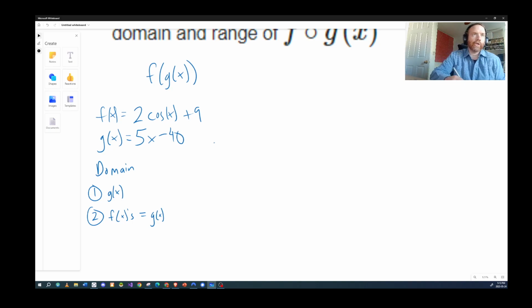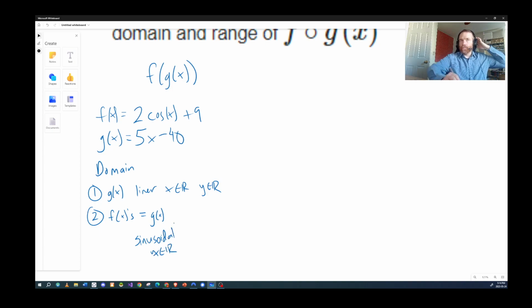Okay, so look at g of x. It's a linear function. x is any value, y is any value. Nothing I can do about that. So are there any restrictions to record? No. When I look at the outside function, which is 2 cos x plus 9, it has, again, no restrictions in its domain. It's sinusoidal, right? Sinusoidal, which is x is any real number.